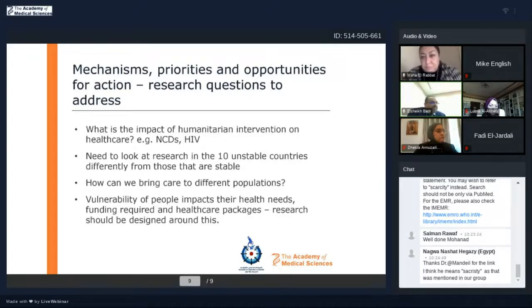And in terms of identifying some of the research questions, the group indicated a few of those, including discussing the impact of humanitarian intervention on healthcare, for example, the cases of NCDs and HIV and others. The need to look at research in the tense or unstable countries in the region. As we know, our region is quite diverse, so we cannot generalize. We need to really devise strategies for different sets of countries. And then how can we bring care to different populations? This has been seen as important. And then the issue of vulnerability of people, which impacts their health needs. And this has a social and political dimension that has been pointed out.